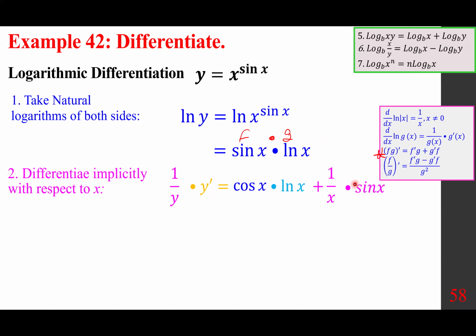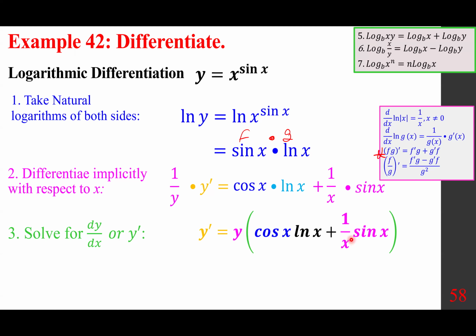And of course, we are going to solve for dy/dx or y prime. Again, this is, believe it or not, the only calculus step. So we are going to multiply the y by the right side. So the right side is just cosine x ln x plus 1 over x sine x, and times y. And now replace the y with x to the power of sine x. So y prime is x to the power of sine x times cosine x ln x plus 1 over x sine x, as the final answer, everybody.